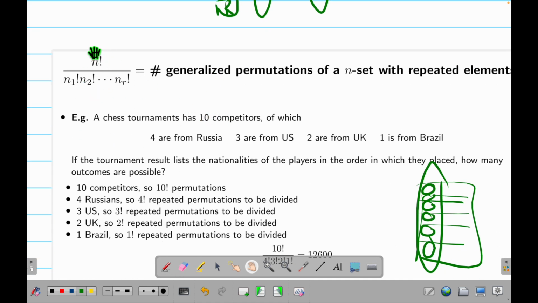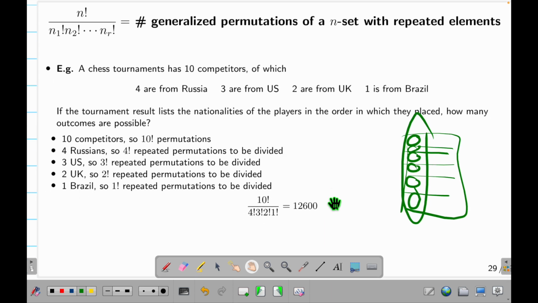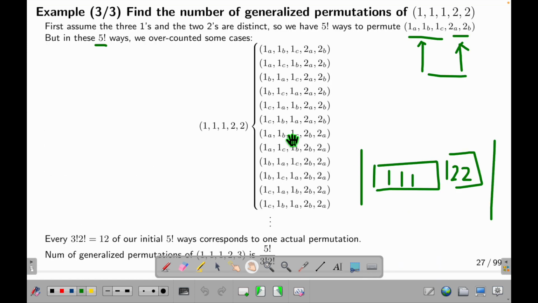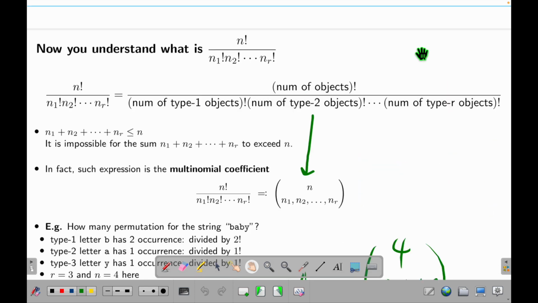10 in total, so 10 factorial. 4 from Russia, 4 factorial. 3 from US, 3 factorial. 2 factorial and 1 factorial. So this is this number. If you have 10 people in a competition, this is all the possible number of ways you can arrange their ranking, ignoring who they are and just caring about the flag or nationality. And this is nothing different from this, same as baby, happy. Alright?